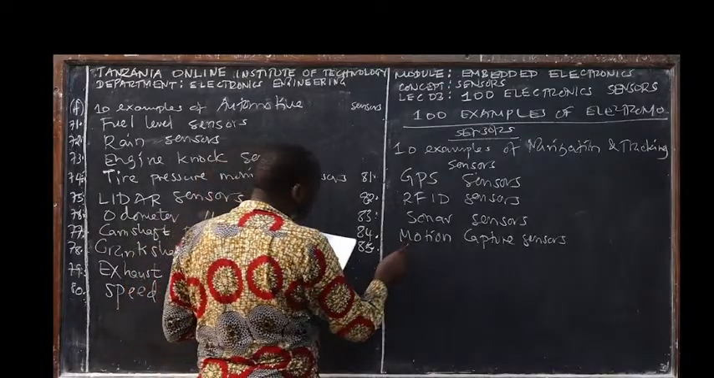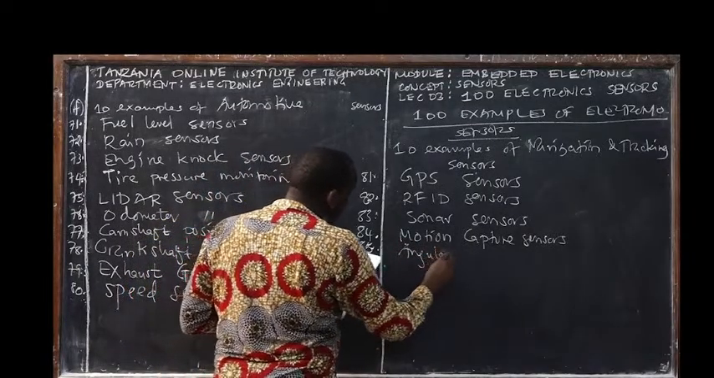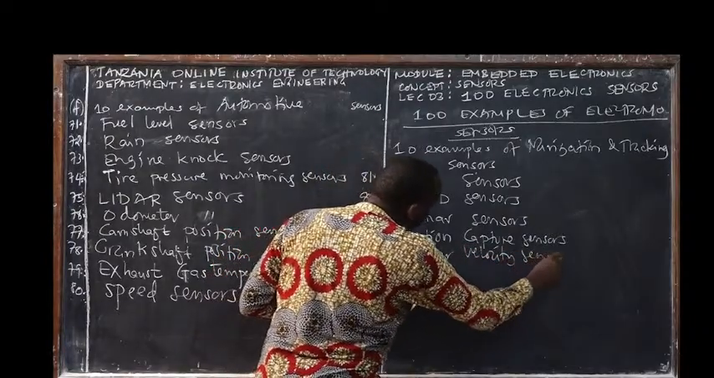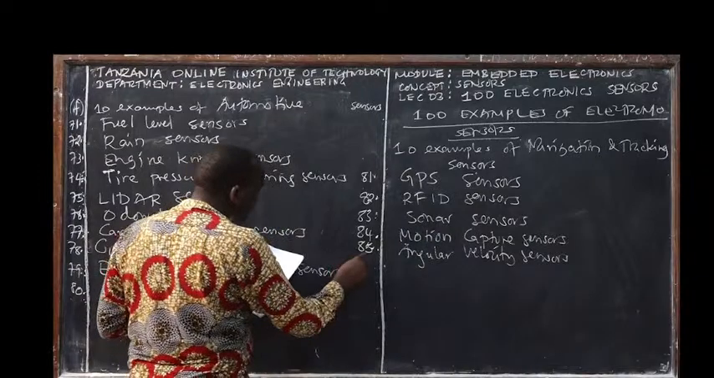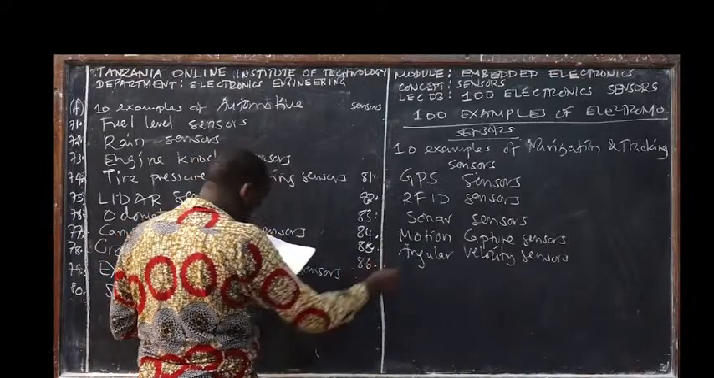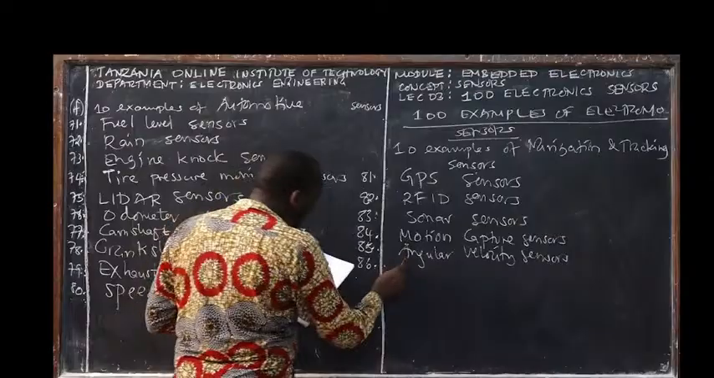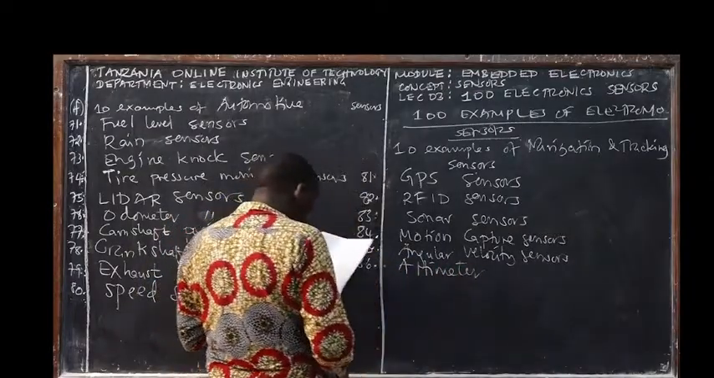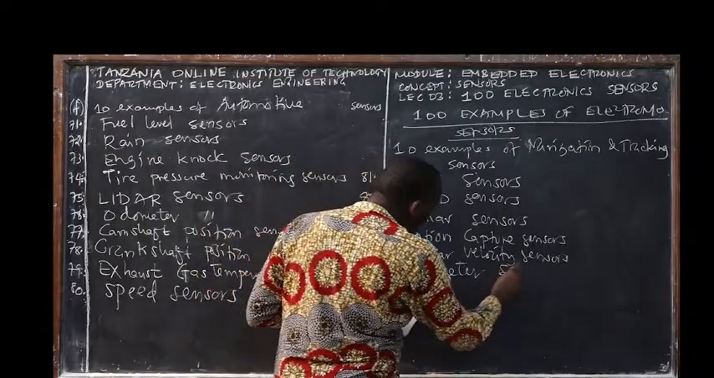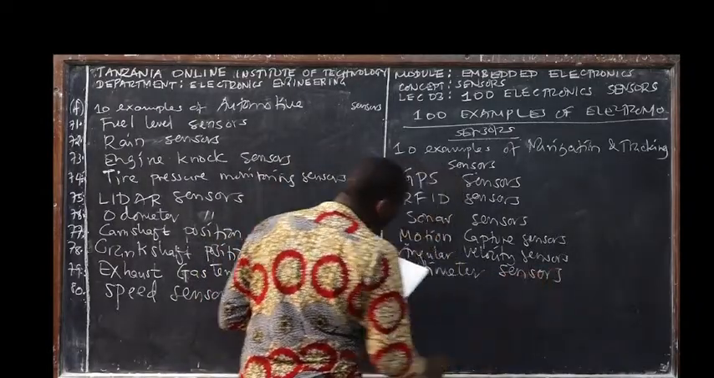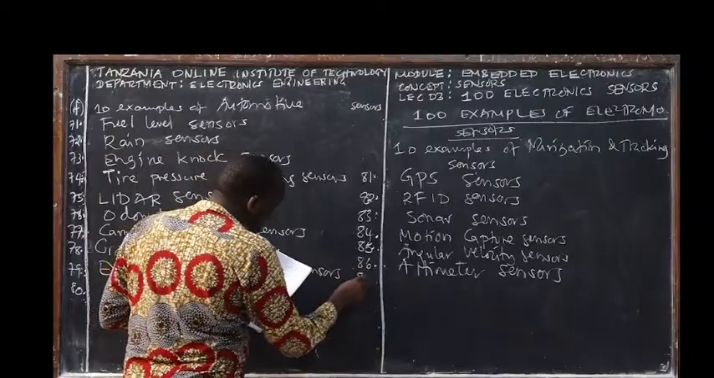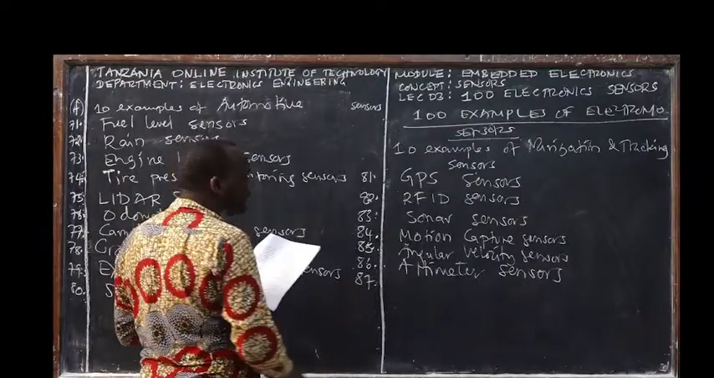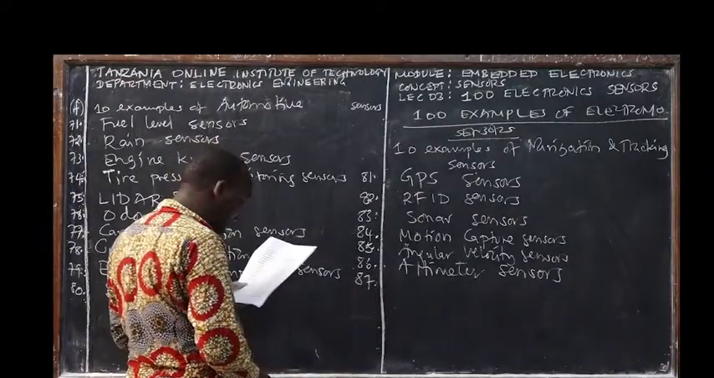Then angular velocity sensor. Say angular velocity sensors. Rotation application. Then the next one, very important, is used in aircraft navigation. It's called the altimeter sensors. Say altimeter sensors. Hizi ni sensors zinazopima altitude. Zinatumika sana kwenye ndege.